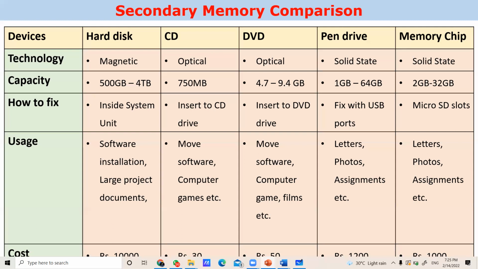Then regarding the cost, hard disks are the most expensive. Normally a 2 TB hard disk costs about 15,000 rupees these days. Then CDs and DVDs are the lowest, 30 rupees or 50 rupees. Then you can buy a 32 GB or 16 GB pen drive for 1,200 rupees. An SD card for 1,000 rupees. Right, this is the memory comparison.